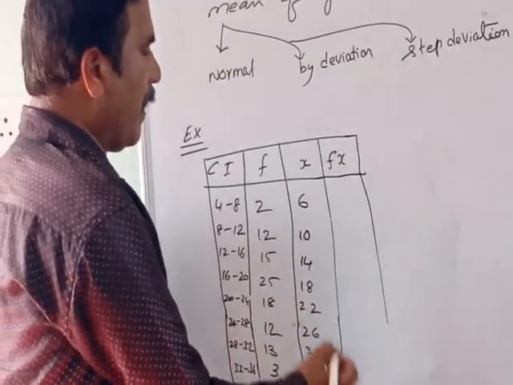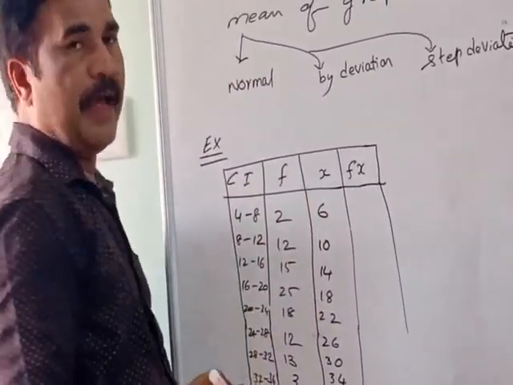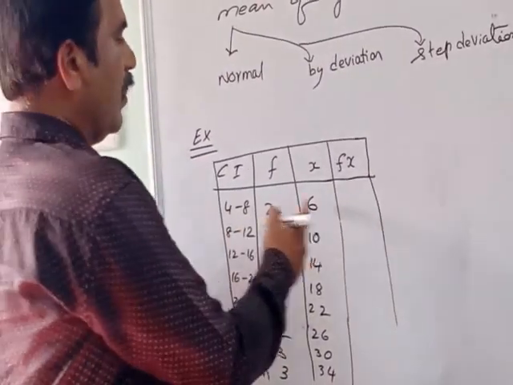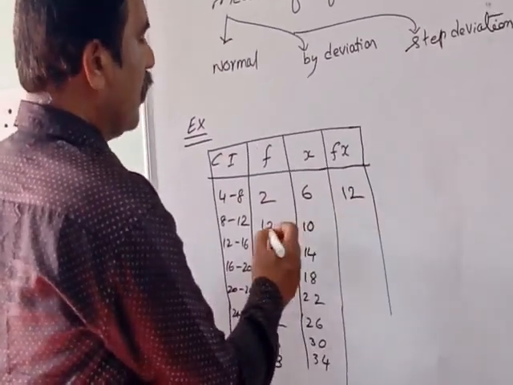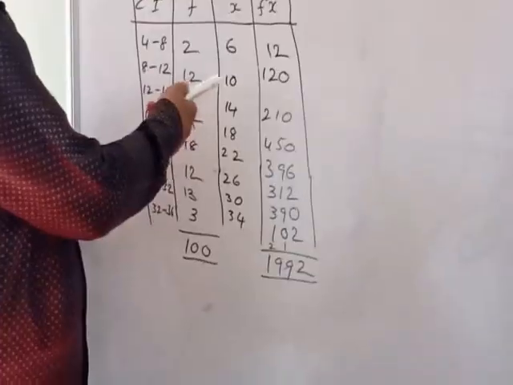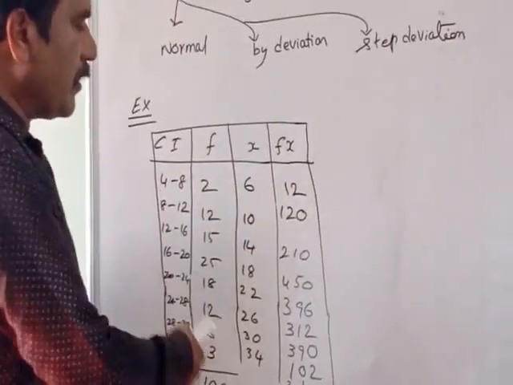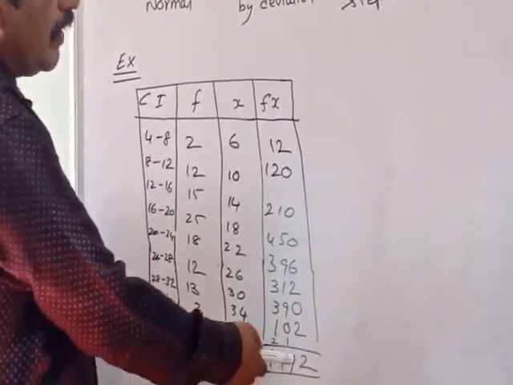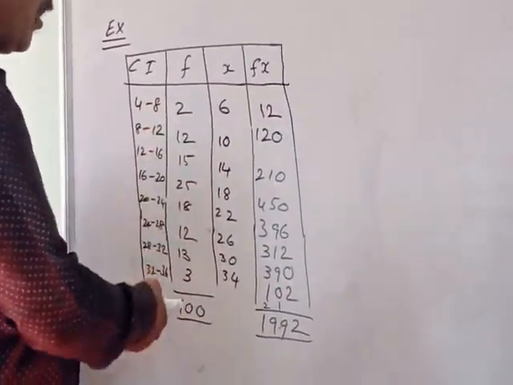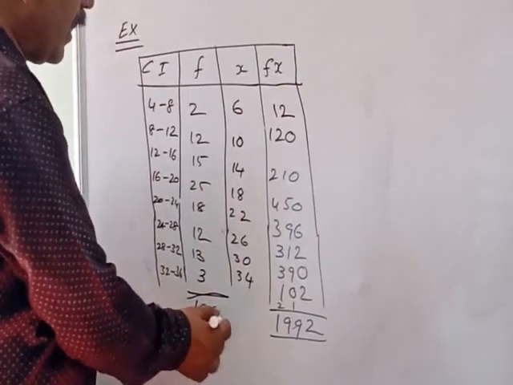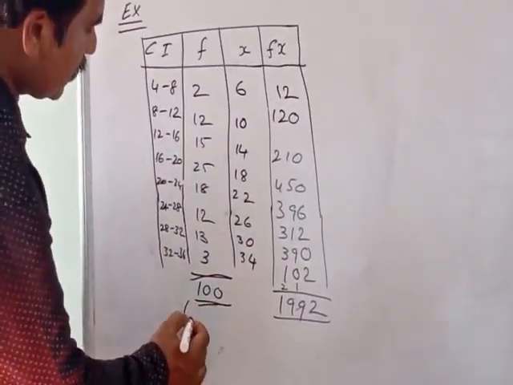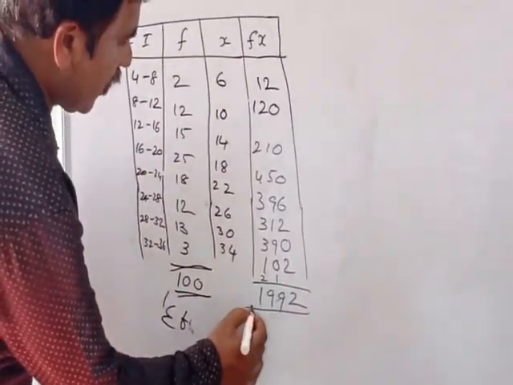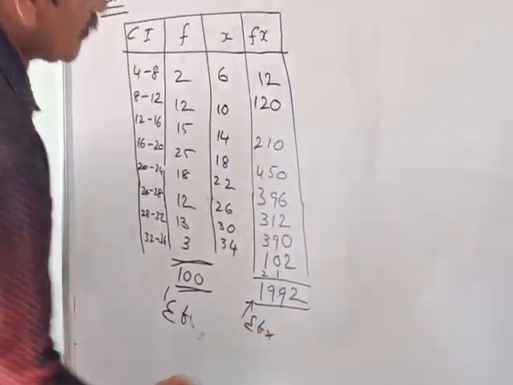Now multiply f into x. 2 into 6, 12. 12 into 10, 120. Multiply f into x and add all the fx values. You will get 1992. Add all the f values. It is 100. This is called sigma fx, and this is sigma f.